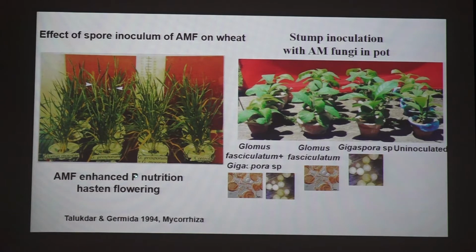This was my PhD work, one small part of my work, that it enhances phosphorus nutrition. This is very obvious, where these are non-mycorrhizal plants, and these are different species of mycorrhiza. The AMF-enhanced P nutrition hastened flowering. The flowering comes early. One major role of phosphorus is to bring flowering early and produce more grain. This was like a copybook experiment. Another important thing is that in your forest trees, it is an extremely useful organism. You inoculate them with different species, you get much better growth than the uninoculated plant.